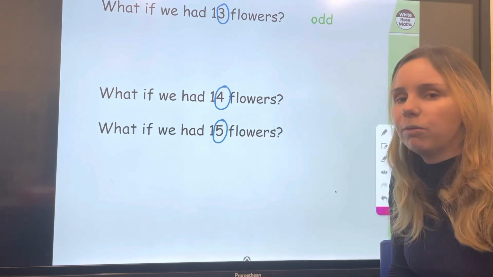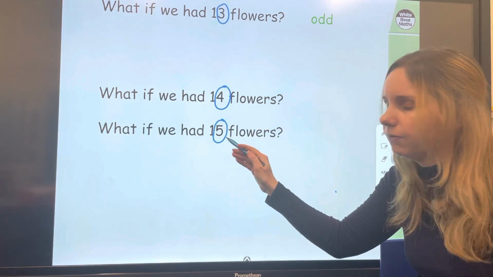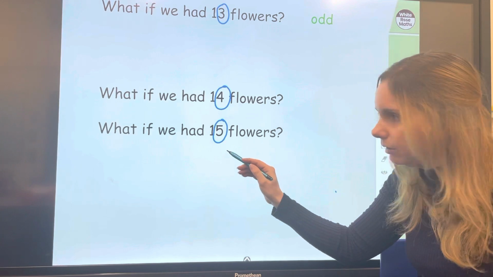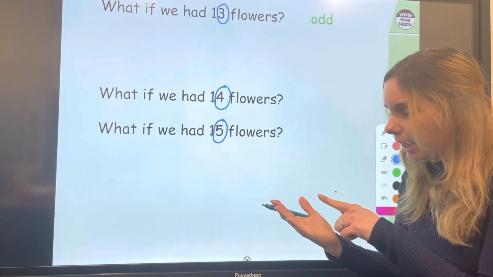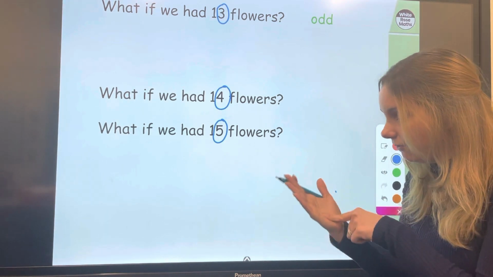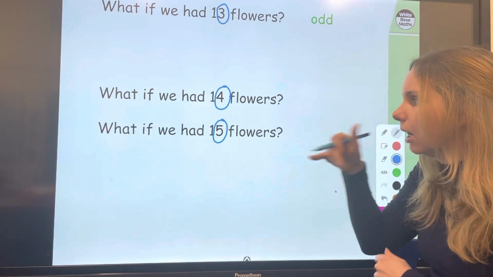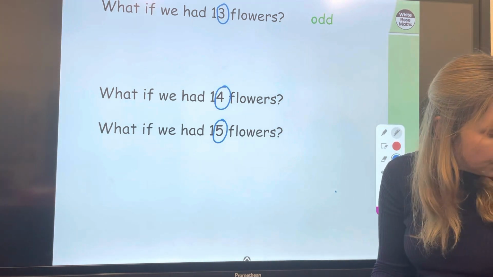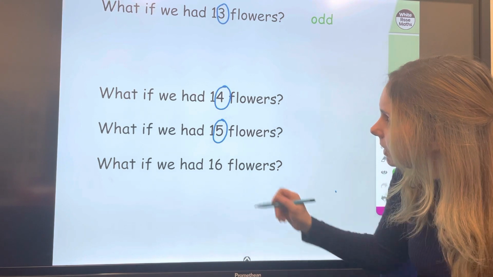15, look at the number of 1s. How many 1s are in 15? 5. And I know that if I called Mr. Odd, 1, 3, 5, 7, 9. Hello, Mr. Odd. 5 is odd. It cannot be shared into 2 equal groups.